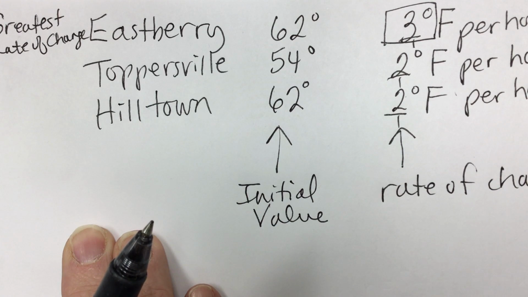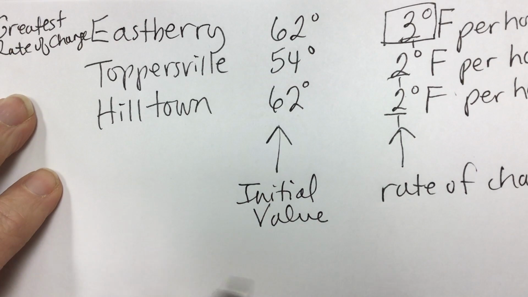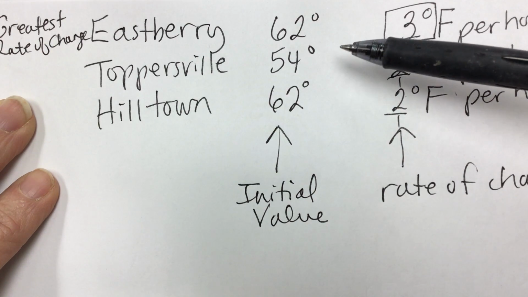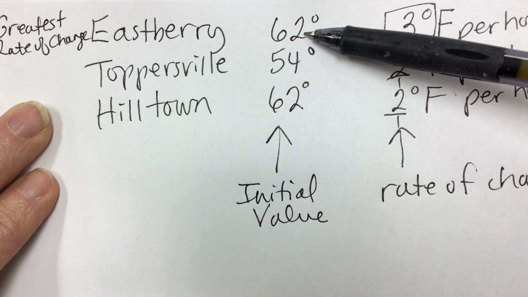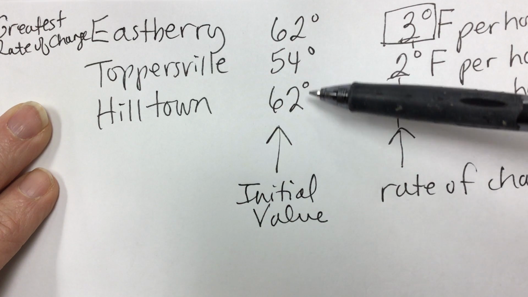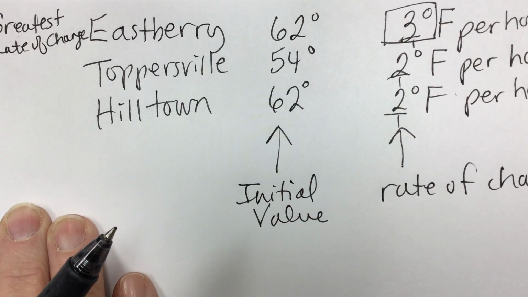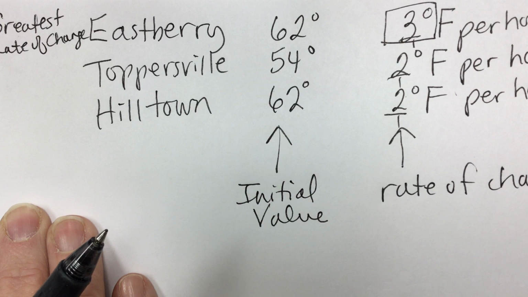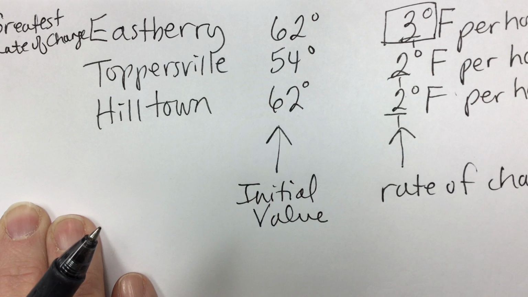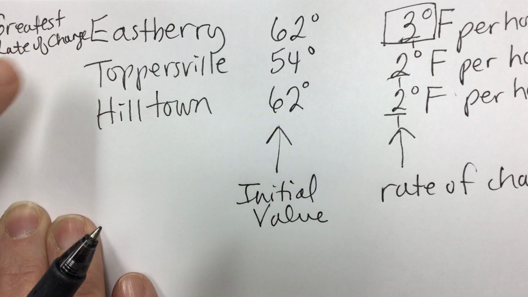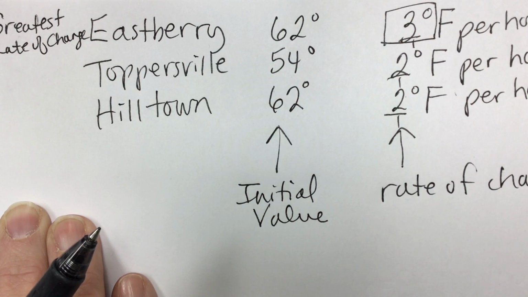Now again, we've already decided on the initial value. What was the degrees at 8 o'clock? That was your initial value. It was 62 when we first started at Eastbury, 54 at Toppersville, and Hilltown was 62 also. Okay? So if I ask you to compare the initial values of the temperature functions for the 3 cities, we see that Eastbury and Hilltown had the same initial value, and Toppersville was less.